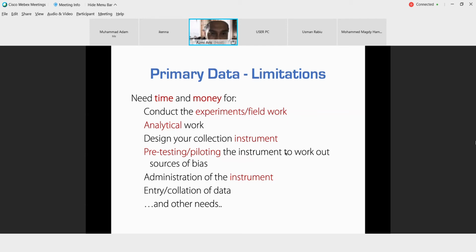Okay, so these are the two primary limitation, the main limitation for primary data, which is time and money. If you have time, if you have money, then it's fine. If you don't, you have to work on it. But for time, you have to allocate time for it.